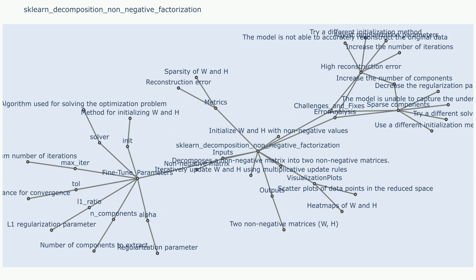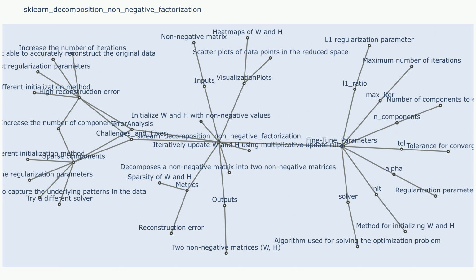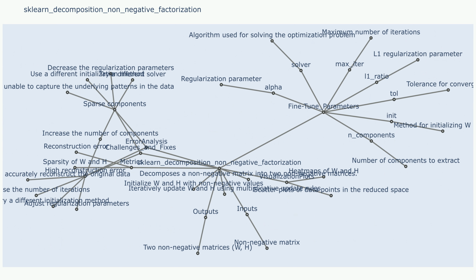Metrics. Metric 1: explain in detail reconstruction error. This measures how well the NMF decomposition can reconstruct the original data. Lower reconstruction errors indicate better fit. Sparsity. NMF often leads to sparse solutions, where many elements in W and H are zero. This property can be desirable for interpretability.